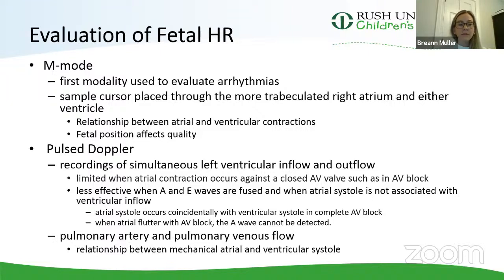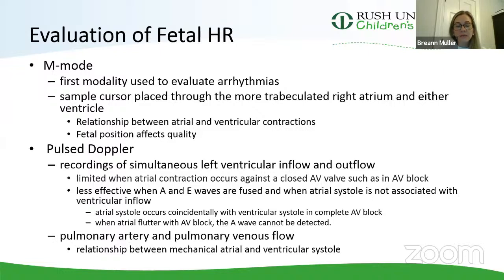After M-mode, pulse Doppler became used to look at the fetal heart rate. That's usually the first thing that we do when doing your fetal echo, to see what the heart rate is. It's much easier and quicker just to put a pulse Doppler wave than do the M-mode. So that's the most common way to evaluate the fetal heart rate. The pulse Doppler also can give you a relationship between the atria and the ventricles by putting the cursor in the LV inflow and outflow and seeing the relationship there.